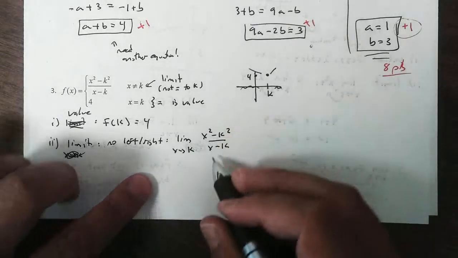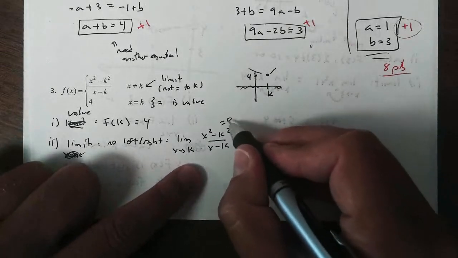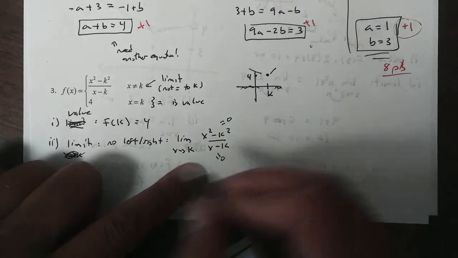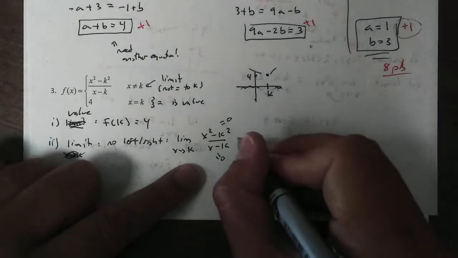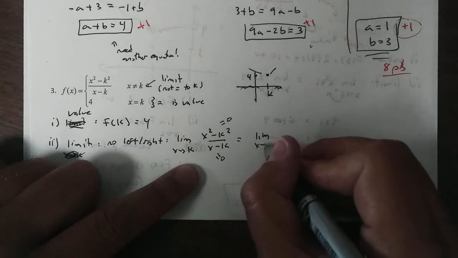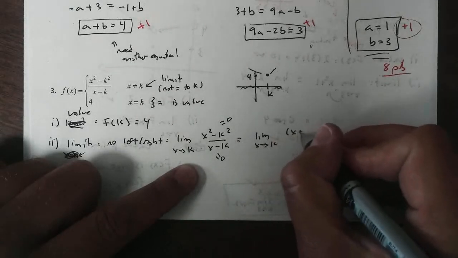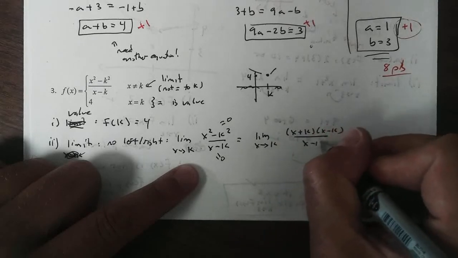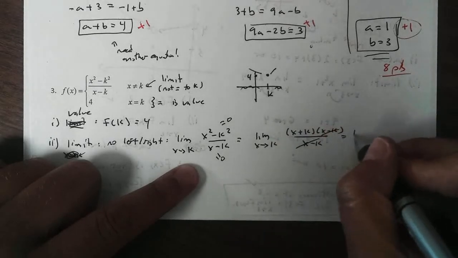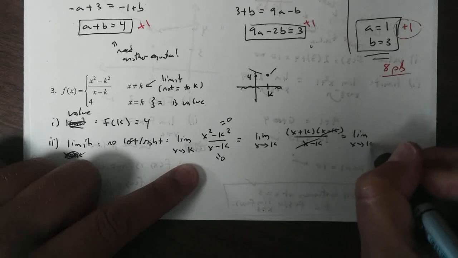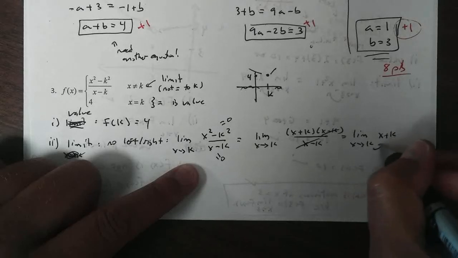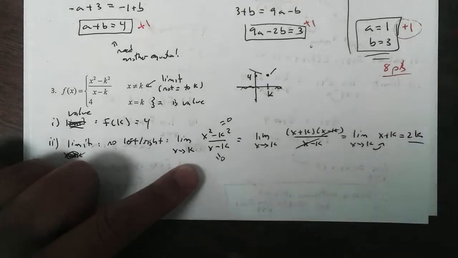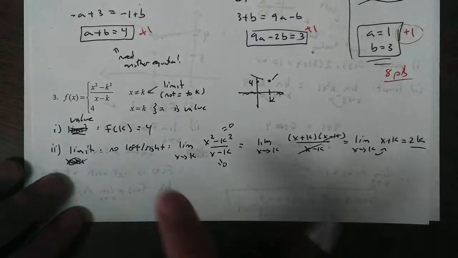Now, really weird, if I plug in the k, I get 0 on the bottom. So we have to use our factor method for this one. We get the limit as x approaches k. The top is a difference of squares over x minus k. Those cancel. We're left with the limit as x approaches k of x plus k. And if I plug it in, we get 2k. But we're not done yet. Now this is the problem with this one.